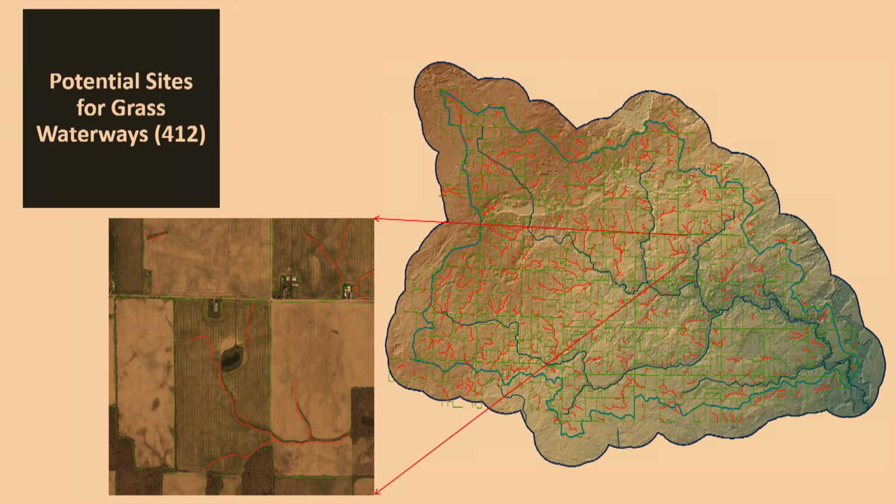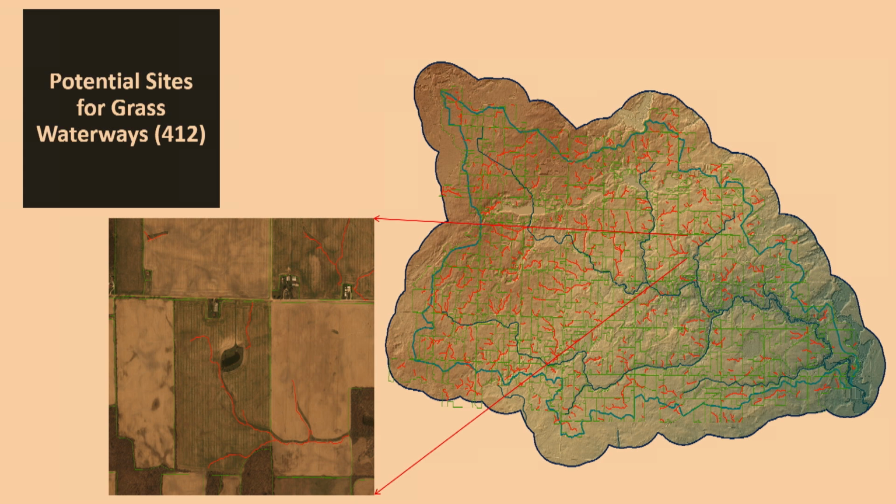And then the third thing is the site-specific practices for any given field. In this example, the red flow lines on the right show where the ACPF tool identified the potential need for grass waterways. It means you have concentrated flow going on, and you have the potential for erosion there.